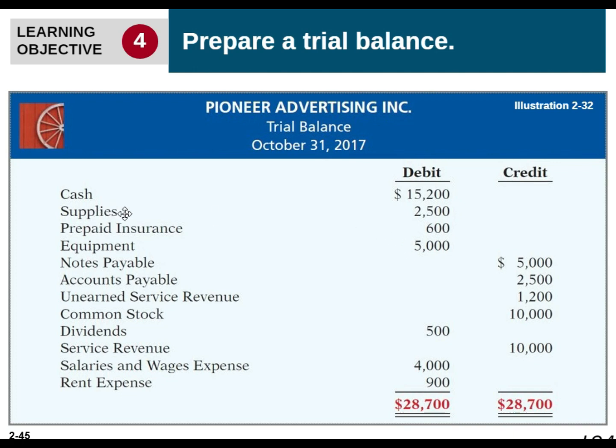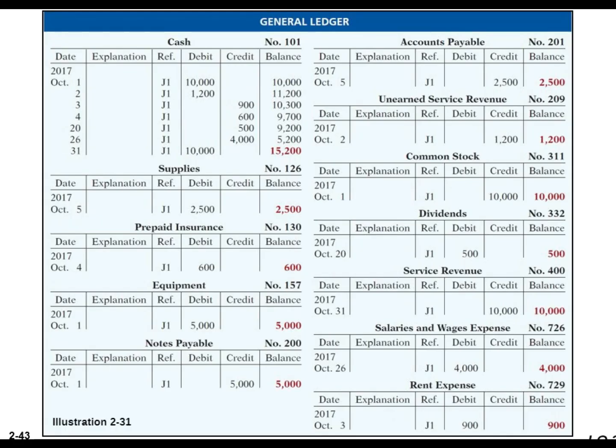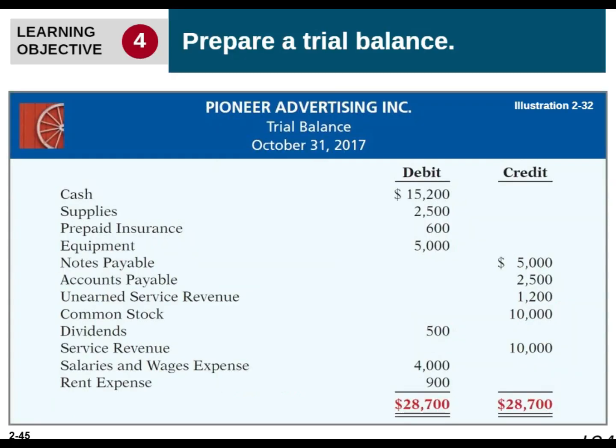Supplies has a normal balance of debit, and in the ledger it has an ending balance of 2,500 debit. So I transfer that on the debit side. Prepaid insurance, same. Equipment, same. These are all assets, so they should have normal debit balances, and that's what I did here. Transferred it from the ledger. If I get confused, I can just go back to the ledger and see that there is a debit balance in these accounts and just transfer them that way. If it ain't broke, don't fix it.